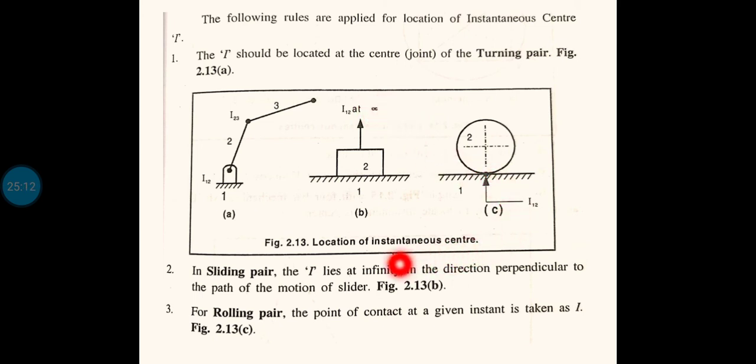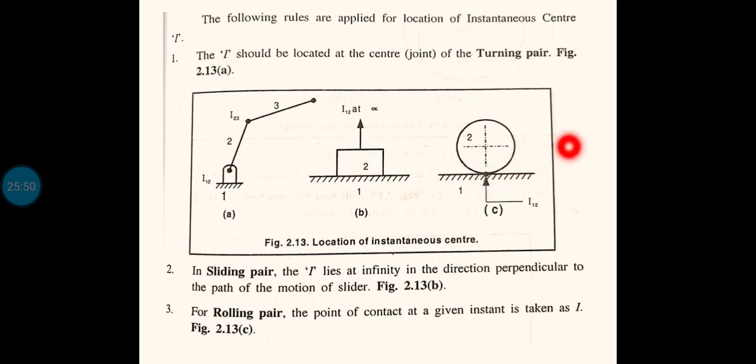Now the third one is the rolling pair. Rolling pair means one body will always be rolling with respect to the other. See here, this surface is stationary, and assume this is a wheel that will be rolling over this surface. That is what is known as the rolling pair. The instantaneous center of the rolling pair is always the point of contact between these two bodies. During this motion, the point of contact is at this point. So this point is the instantaneous center between 1 and 2.